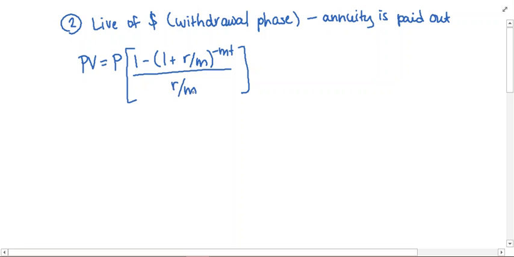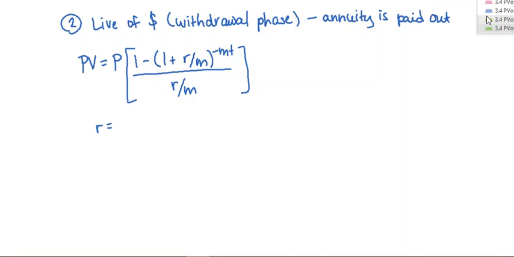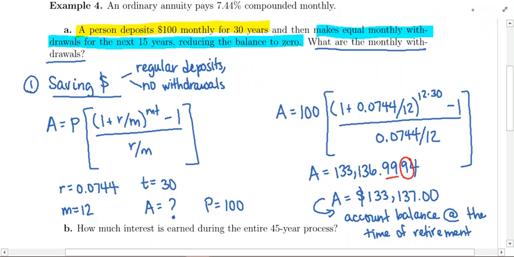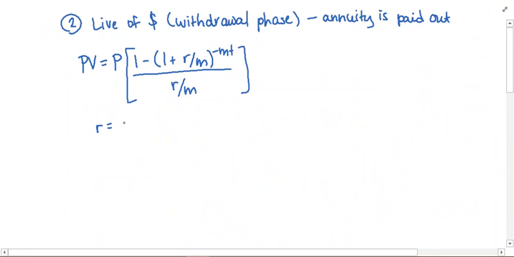Again, we're going to do the obvious variables first. We know that there is still an interest rate because the money that resides in the nest egg, from which the withdrawals are coming, is still going to earn interest. So we're going to use the same interest rate that we have been using. If we go back to look at the problem, it's going to be 7.44%. Let me write that down. So let's convert that to a decimal.